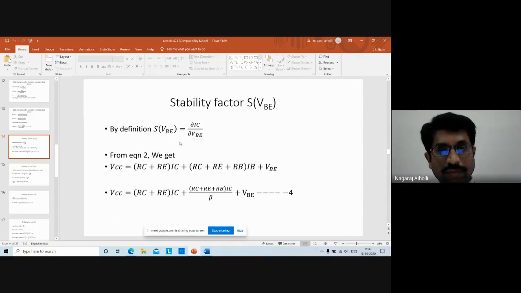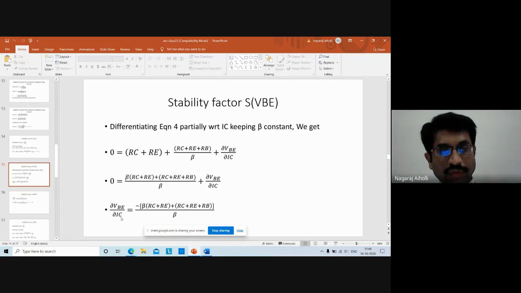Now what is our S of VBE? It is dou IC by dou VBE. The obtained equation is dou VBE by dou IC, but we want it in the form of dou IC by dou VBE. So we have to rearrange this equation. This dou IC, if you take it to the numerator, it will come here, and dou VBE, if you take it to the RHS, will come to the denominator.